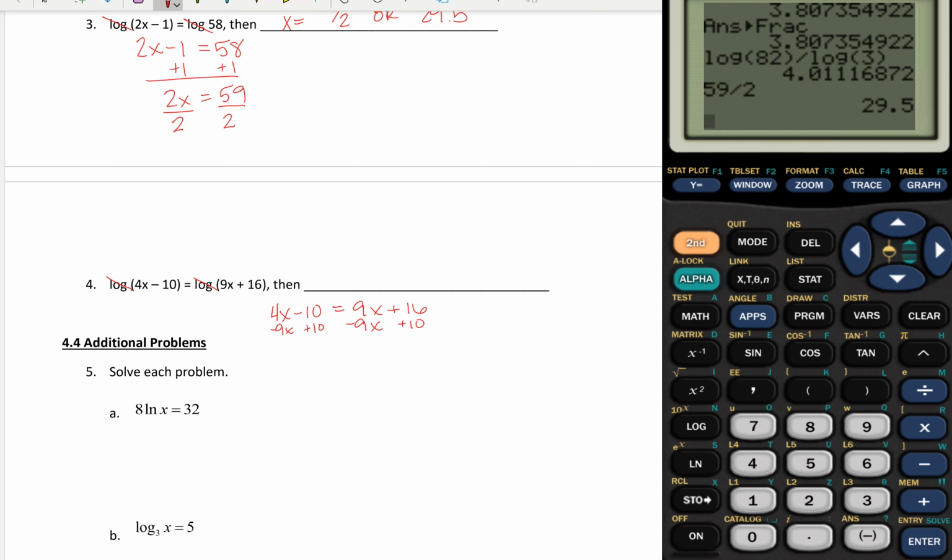I like to do this in one step if at all possible. So 4x minus 9x is minus 5x equals 16 plus 10, which is 26. Divide by that negative 5. I don't think that this reduces any further, so I know that x equals negative 26 over 5 as my solution.